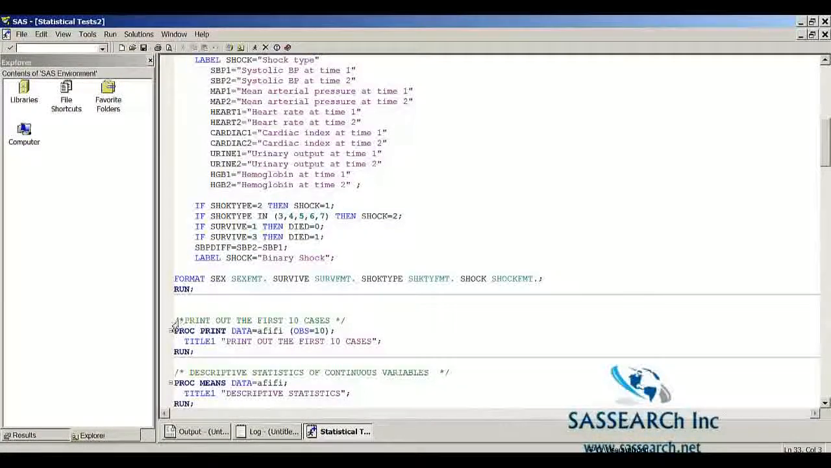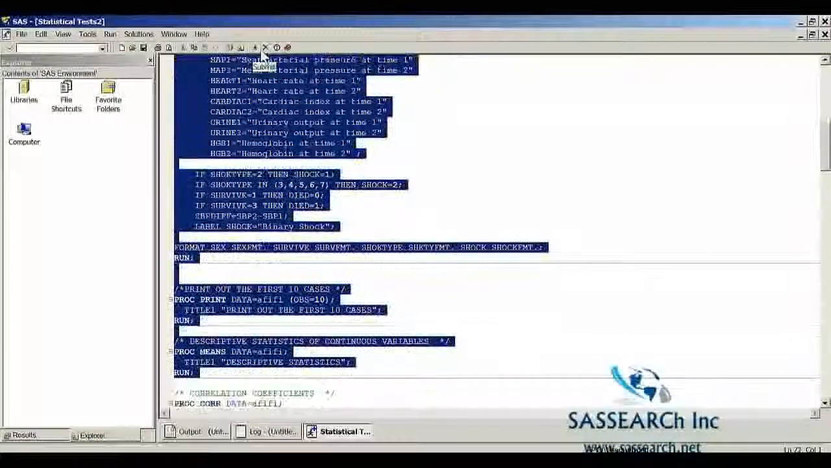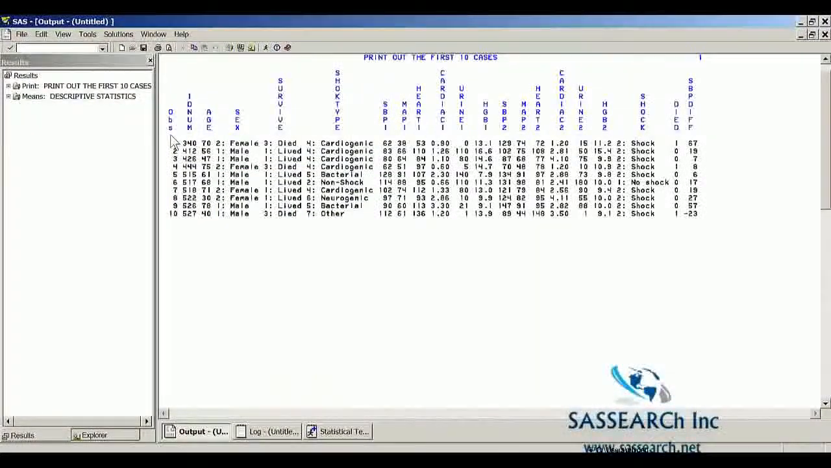So the first thing I'm going to do is just print out the first 10 cases and also look at descriptive statistics of the continuous variables. So here is the printout of the first 10 cases in our data set. And you see that we have attached formats, and notice I've done something a little bit different with the formats. I actually created the formats to include what the code number was as well as the format. So I actually made a format that was 2:female, 3:died.